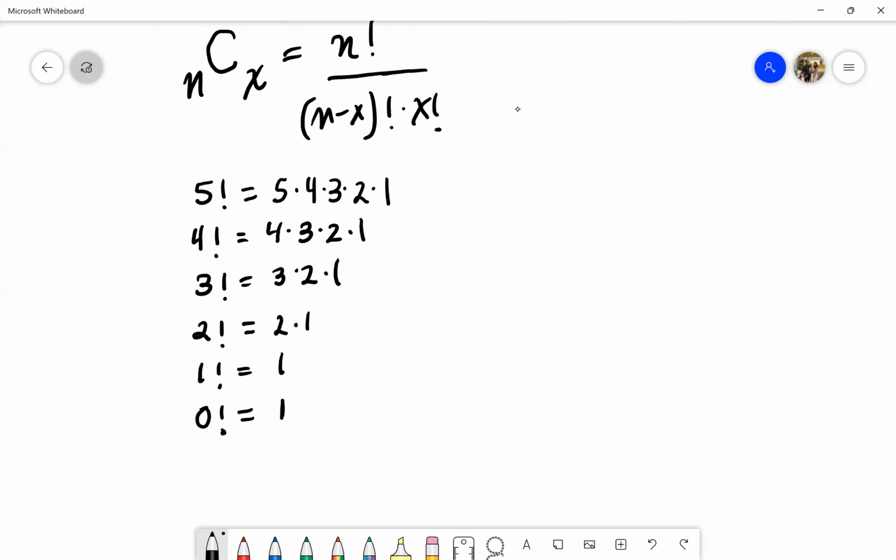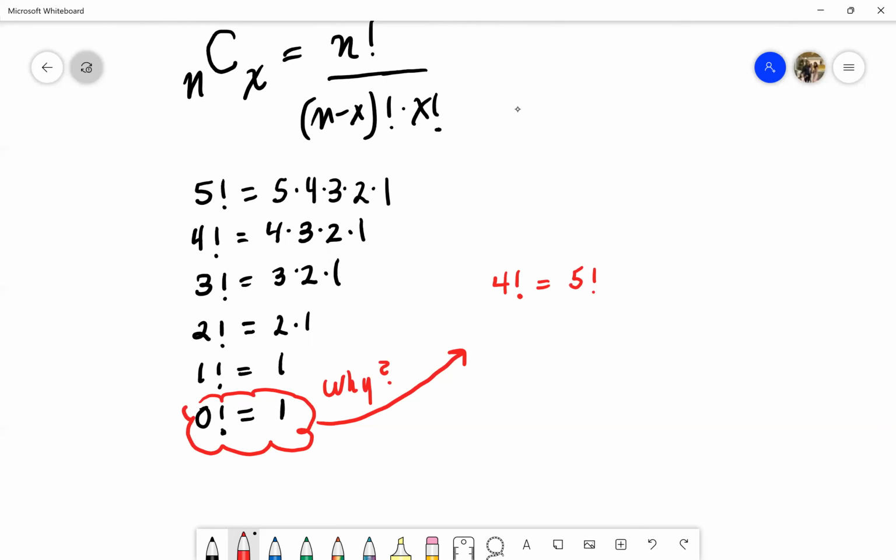Here's a nice little demonstration on why it's 1. So I'll make a little bubble here, and an arrow. So look at 4 factorial. Couldn't I write 4 factorial as 5 factorial divided by 5? See if you can see why I could do that. Isn't 5 factorial really 5 times 4 times 3 times 2 times 1? And when I divide that by 5, doesn't the 5s cross out? You see that?